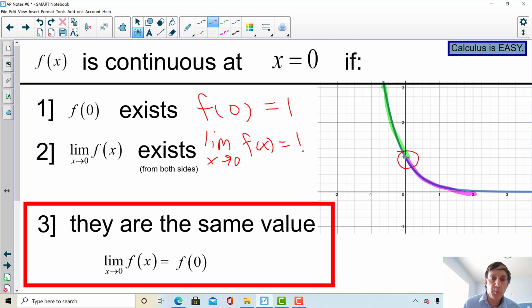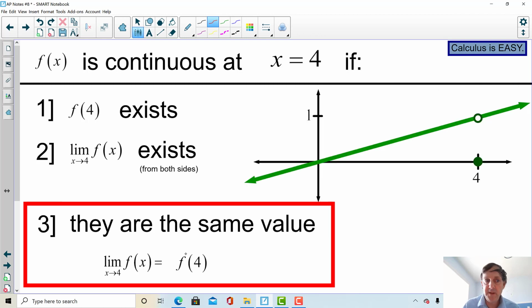Since the first two conditions worked, we can now check the third condition. Are they the same? Yes, the limit as x goes to 0 of f of x is equal to f of 0. They were both 1. So we can say yes, f of x is continuous at x equals 0.